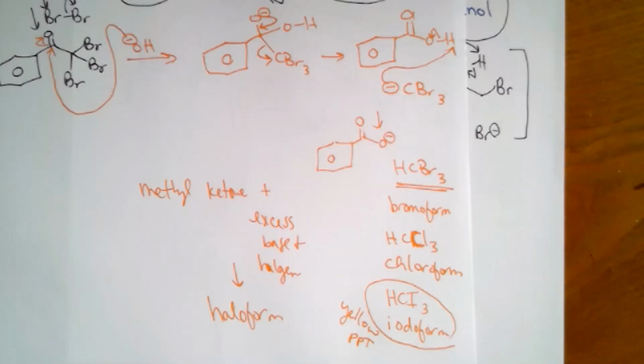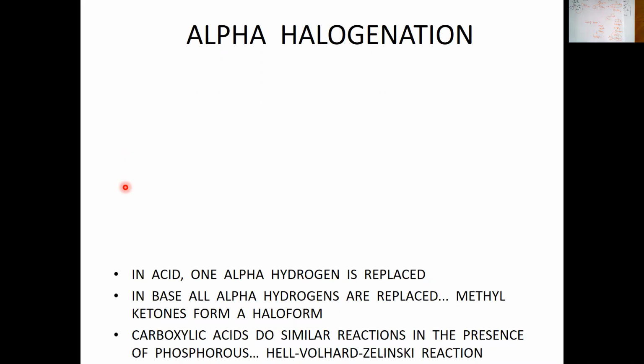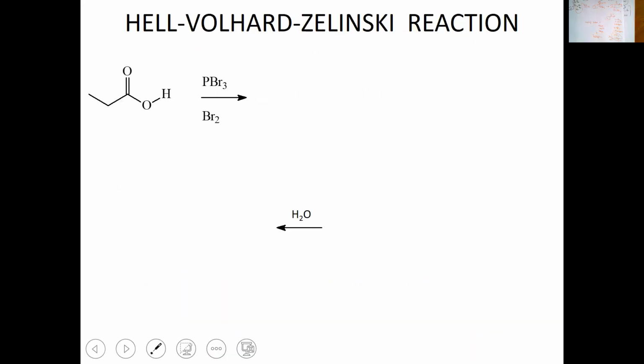Got it? That's alpha halogenation. So we did the mechanism for in acid and in base, and we made it specific to a methyl ketone. Carboxylic acids can also do this. It's called the Hell-Volhard-Zelinsky. We'll see that one next, but we're not responsible for its mechanism. So the Hell-Volhard-Zelinsky, HVZ.